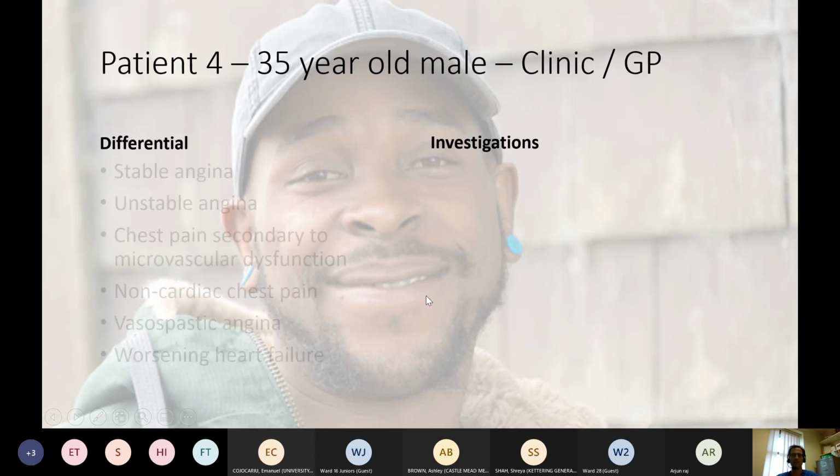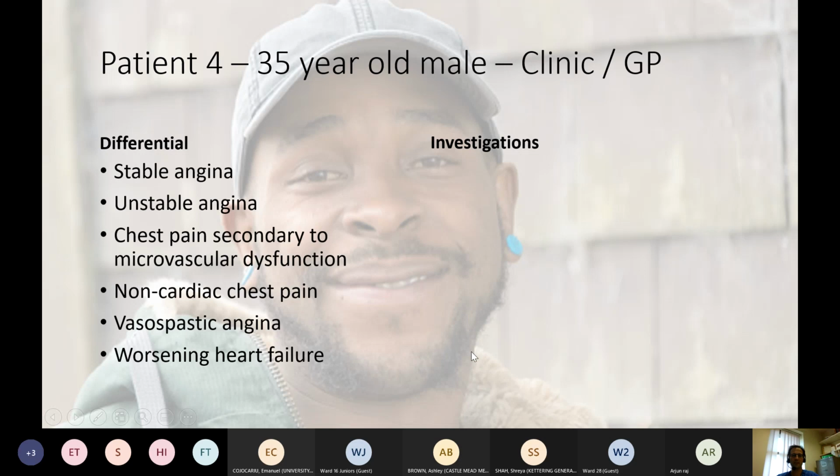So we've got a wide differential diagnosis, as we've just talked about. Prinzmetal angina, vasospastic angina is the same thing. One thing I didn't mention is if he's got a history of heart failure, often breathlessness due to heart failure can be associated with some chest tightness. So that could be the reason for things being worse.